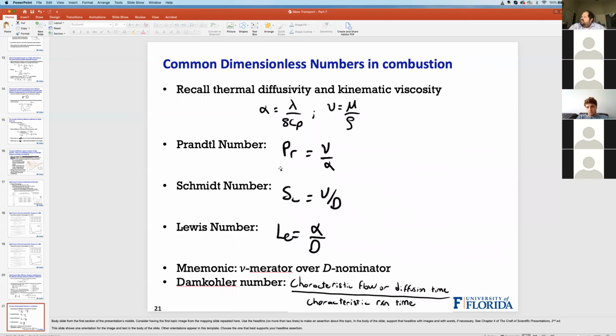You may have nightmares about that one from heat transfer. The Schmidt number is like the Prandtl number, except the thermal diffusivity is replaced with a mass diffusivity. And then in combustion, the one you'll see being used the most is the Lewis number. And that's just the ratio of the thermal diffusivity divided by the mass diffusivity. And I always had a hard time keeping these straight as to whether the Prandtl number was alpha over nu or nu over alpha, and the Lewis number was alpha over D or D over alpha.